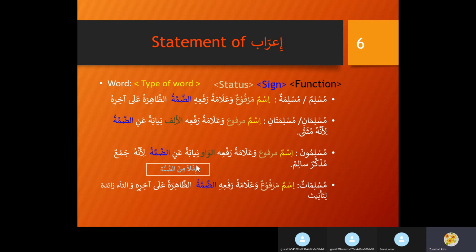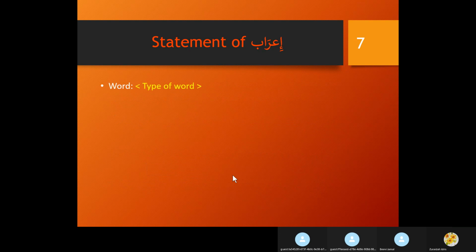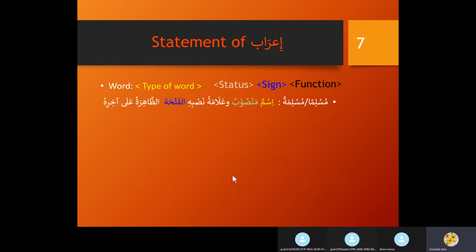Another term that we can use instead of niabatan an is actually bidalan minat dhamma, what is exchanged from the dhamma, in the place. Okay, so this is now the mansub. Mansub, we know the sound is an with a fathah on top, and we can see it. Here it is now no longer the main or asli sign. Instead it is something else. It's ya now. So then we have to say niabatan an.